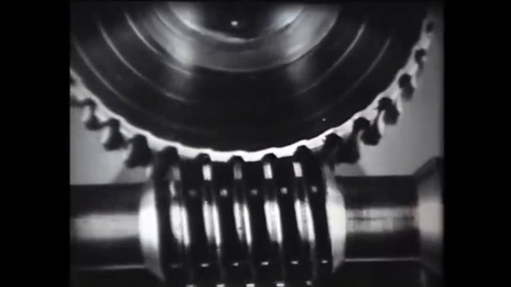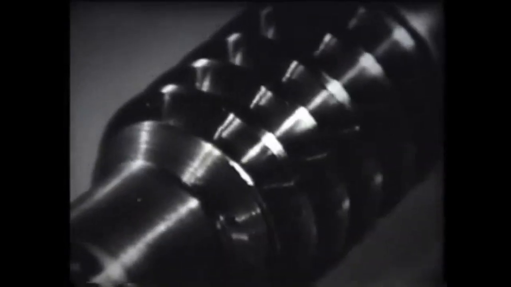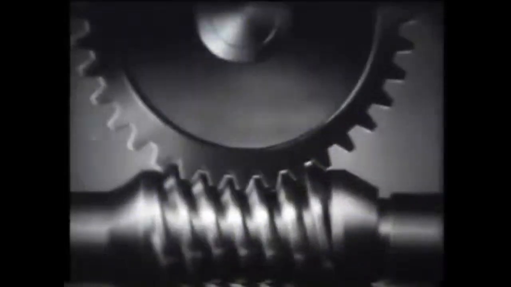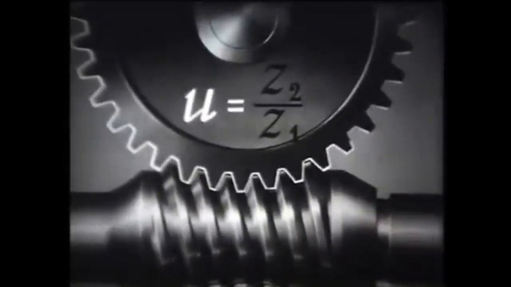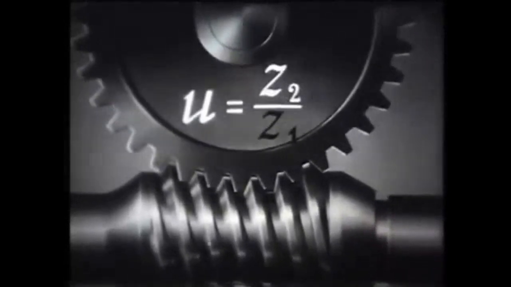According to the number of turns, worms are divided into single-turn and multi-turn. The cross-section shows that this worm is 4-turn. The gear ratio of worm gears is equal to the ratio of the number of teeth of the wheel to the number of turns of the worm.